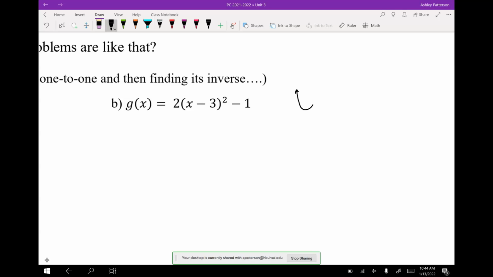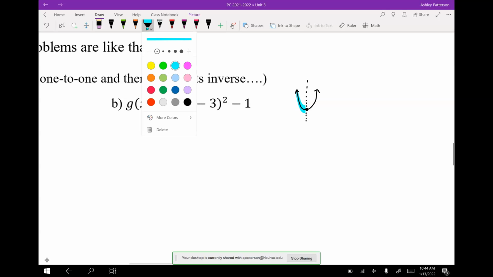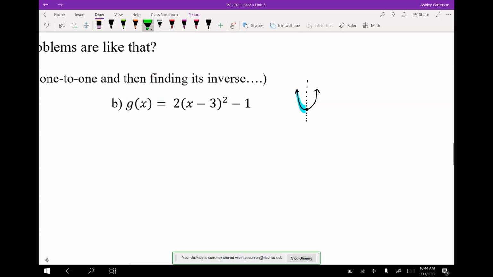So we have this parabola. We need to restrict the domain. And we either need to restrict it to the left or to the right. And guess what? It doesn't matter which one you choose. I can't stress that enough. Pick one, left or right, doesn't matter. But what we need to find is the H value. In order to restrict the domain, you need to find the H value. If you need to, write that down.